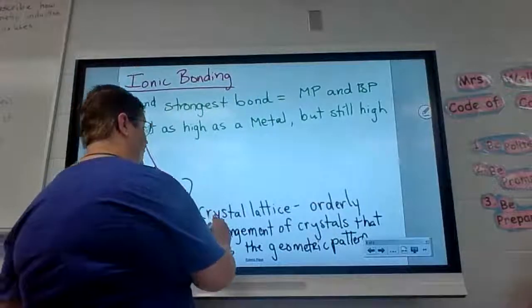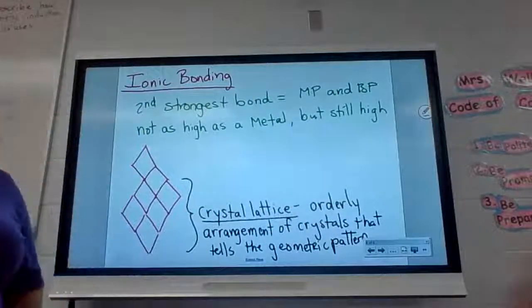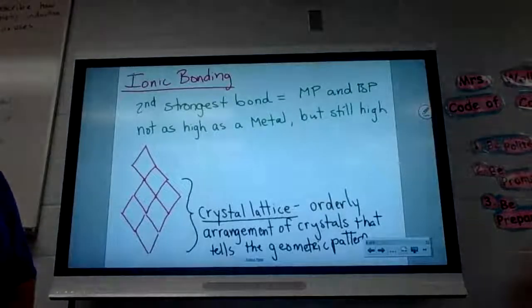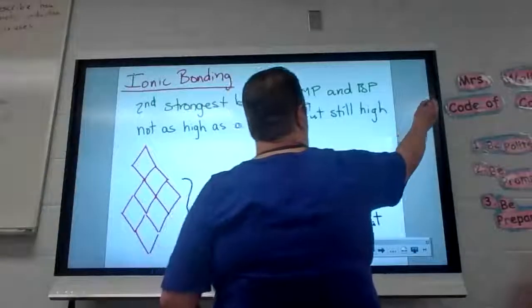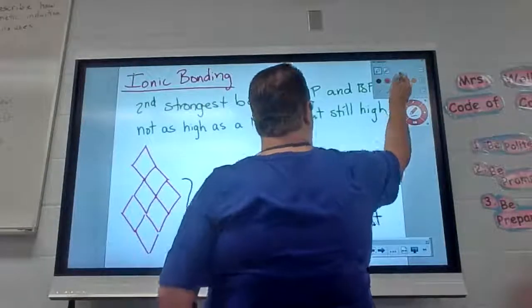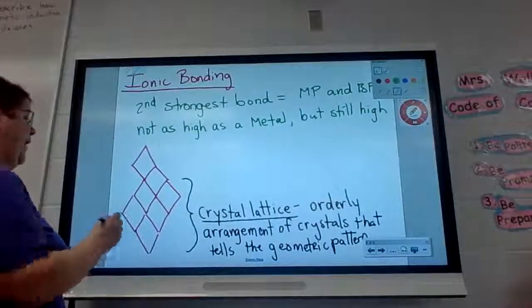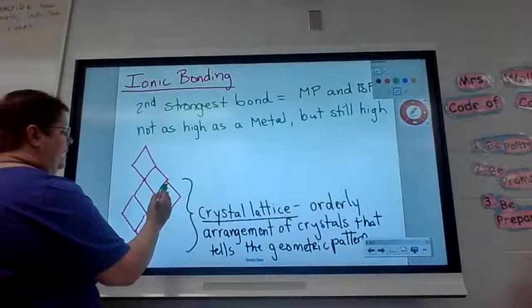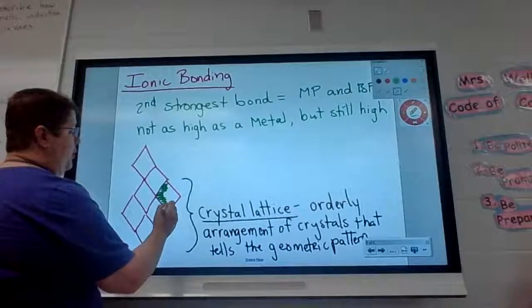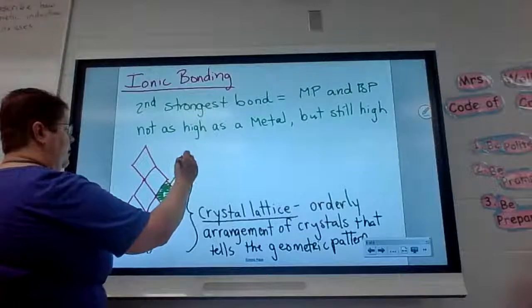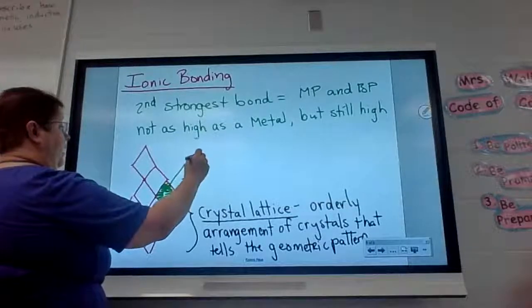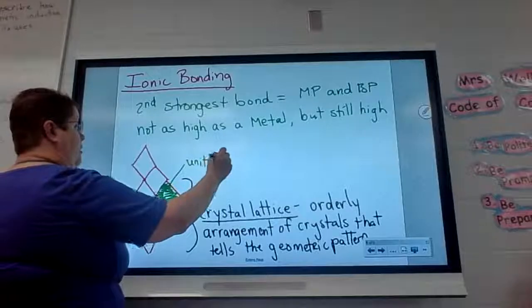Now, I will come back to crystal lattice down the road in about 2 weeks, maybe a little less, and talk about the 7 different types of crystal lattices we can have. Not going to do that today. Now, we know the crystal lattice or the geometric pattern because every crystal lattice has what we call a unit cell. Okay?